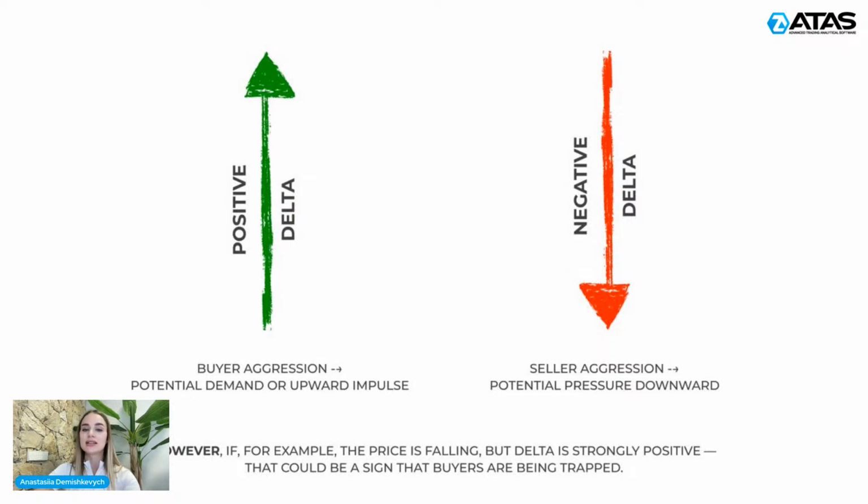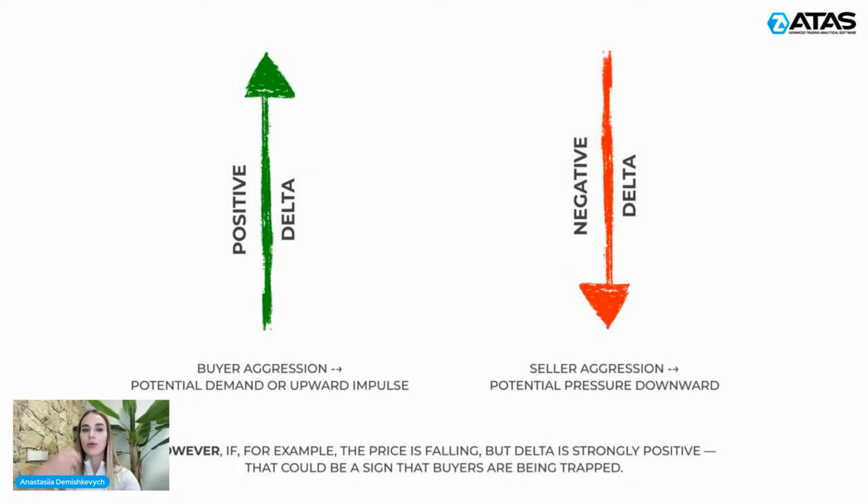If the delta is negative and the price is falling, this is going to be a confirmation of the strength of sellers and the continuation of a downward trend. Both situations can be used to enter for the trend continuation.